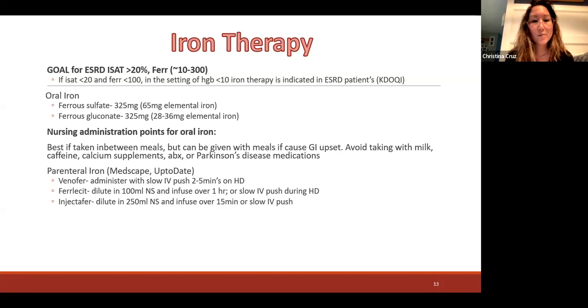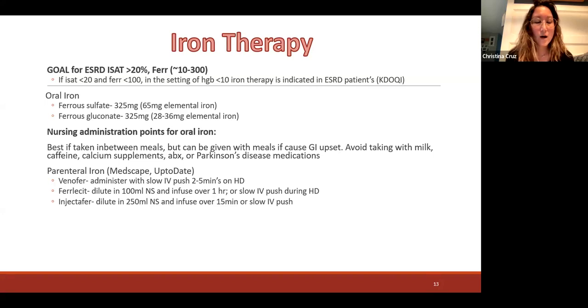Nursing administration points for oral iron. It's best if it's taken in between meals, but it can be given with meals if the patient is having GI upset. You also want to avoid taking with milk, caffeine, calcium supplements, antibiotics, or Parkinson's disease medications.